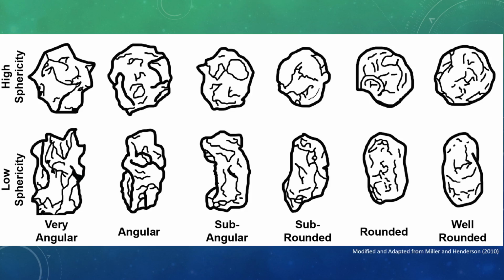Sphericity, which ranges from low to high, is another metric used to describe shape and can be considered as a relative proxy for how long a grain has been tumbling about in a system. However, it should be noted that this is not a perfect concept and that there are many different drivers of sphericity that we won't really dive into here.